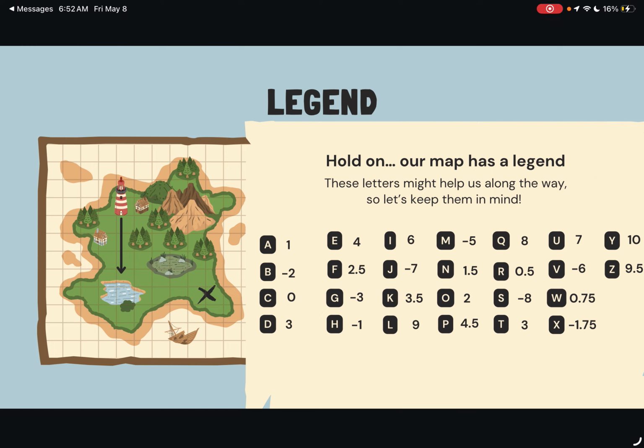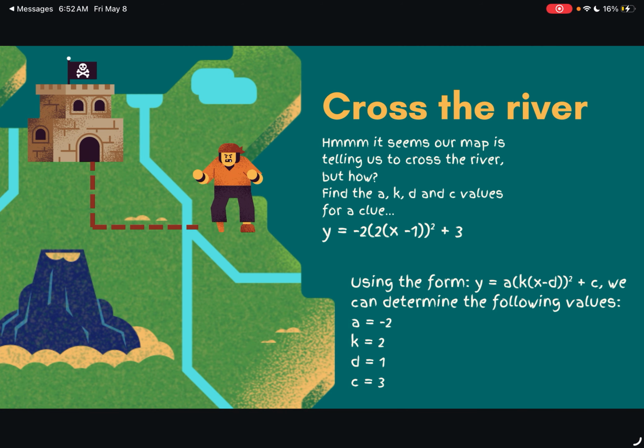Hold on, our map has a legend. These letters might help us along the way, so let's keep them in mind. Cross the river. It seems our map is telling us to cross the river, but how? Find the a, k, d, and c values for a clue.